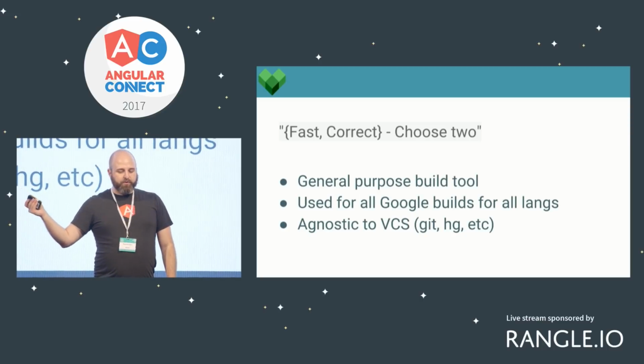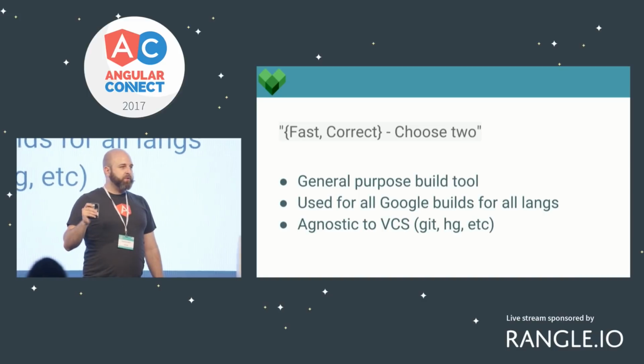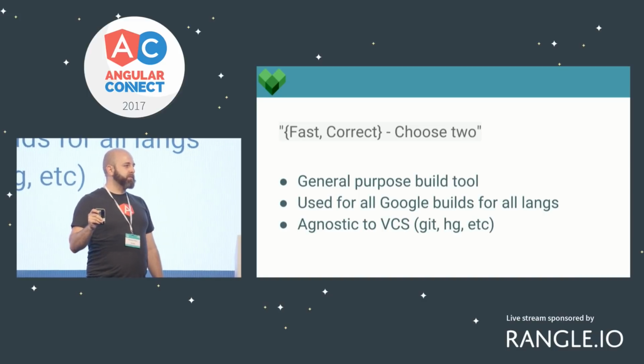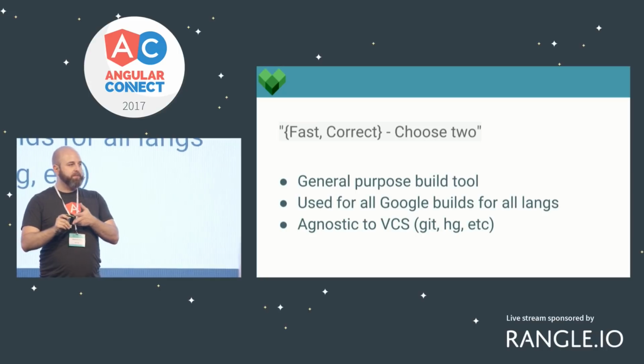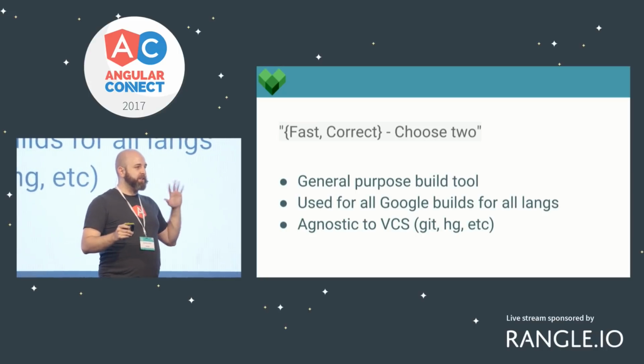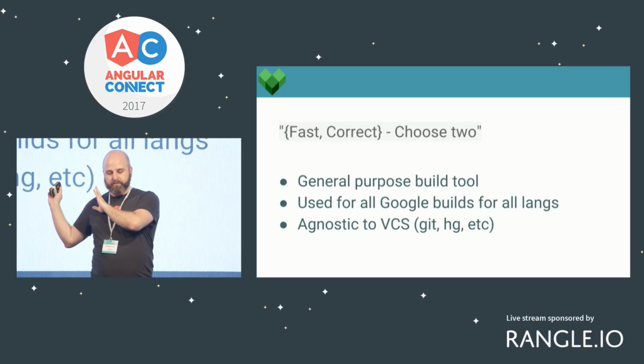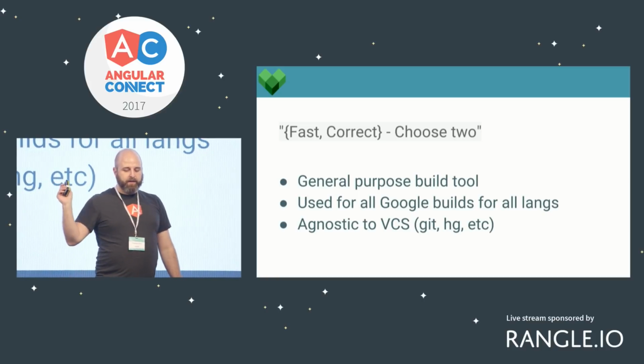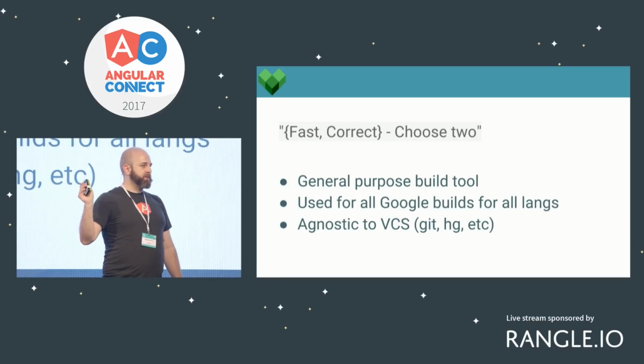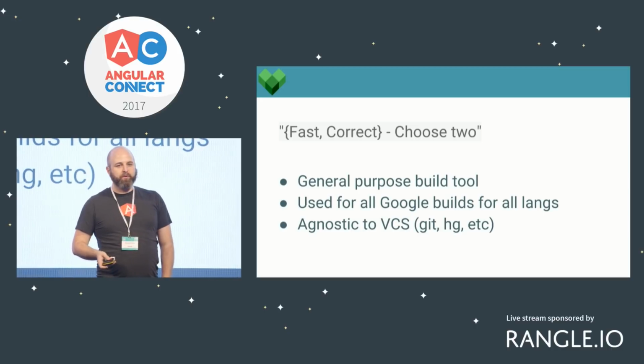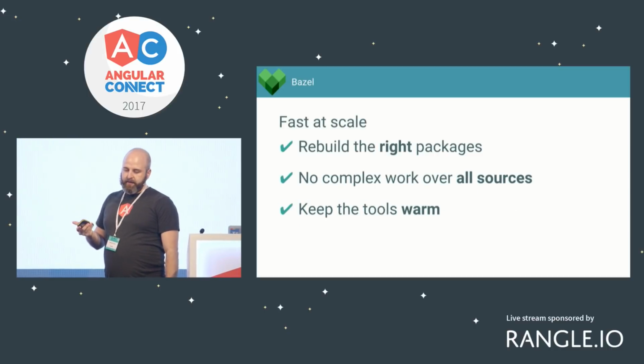It's a general-purpose build tool. It is used for all Google builds for all the languages, right? So even for Java, C++, languages that have other build tooling, we use Bazel for all of them. It is also agnostic to your version control system. It's not really tied to Git, Mercurial, or anything that we use.